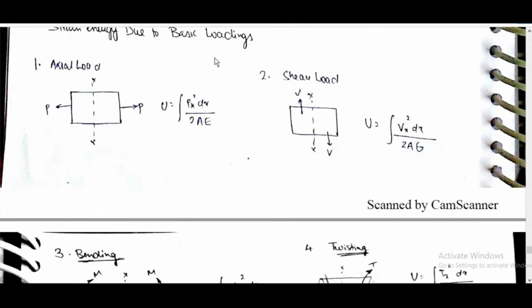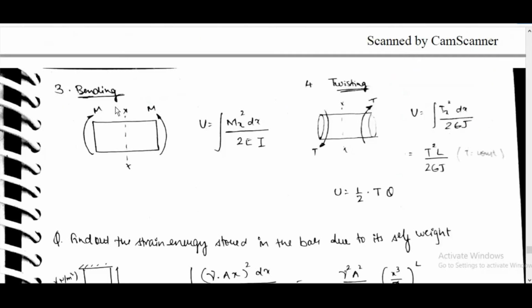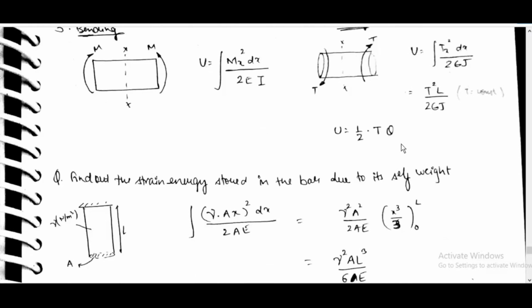Strain energy due to basic loadings. First, axial loading P: U is equal to integral Px square dx by 2AE. These limits will be in terms of length for x. If shear load Vx, U is equal to integral Vx square dx by 2AG. Bending: U is equal to integral of Mx square dx by 2EI. For twisting, U is equal to integral Tx square dx by 2GJ, which is T square L by 2GJ if T is constant. U is equal to half T theta.